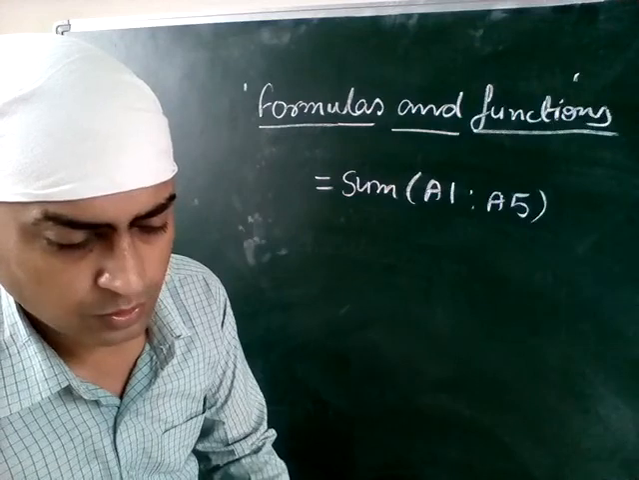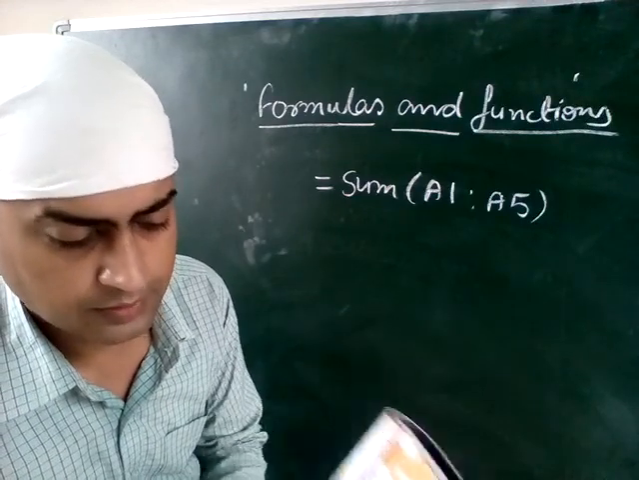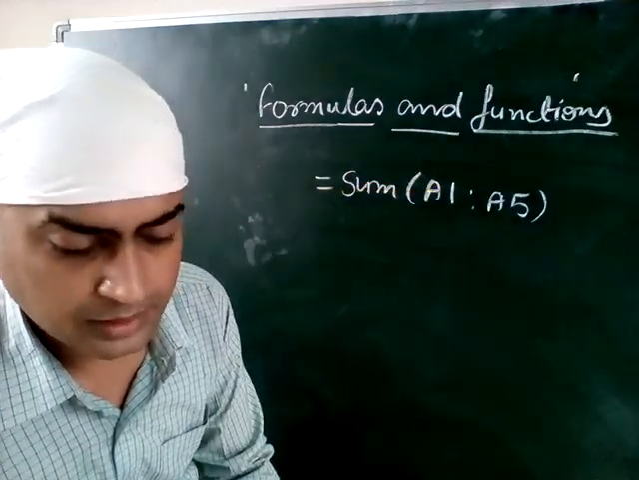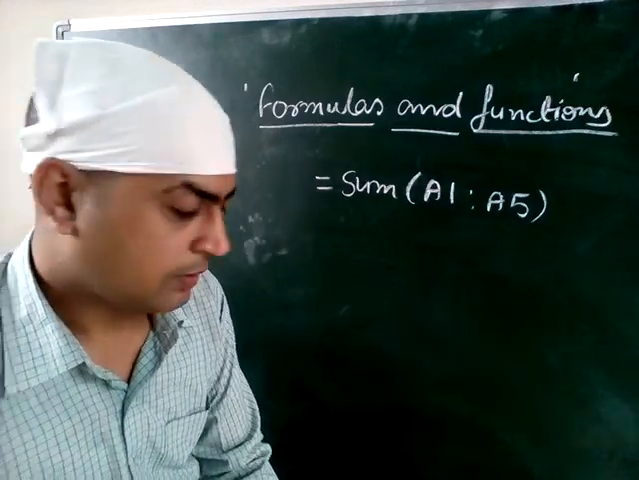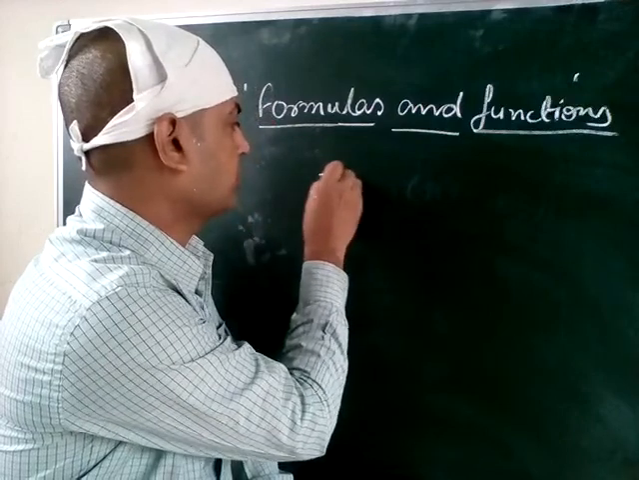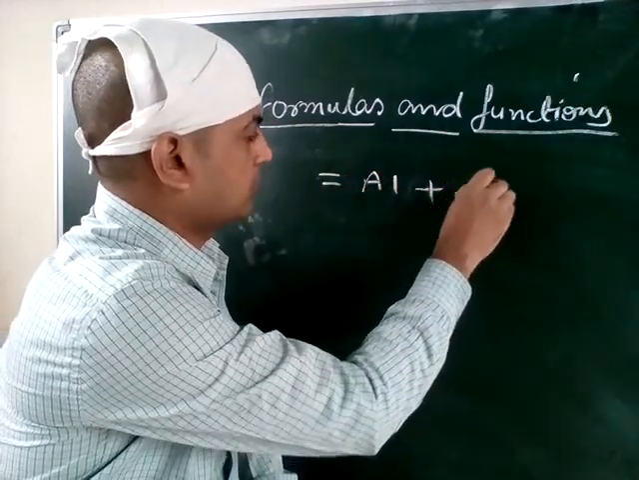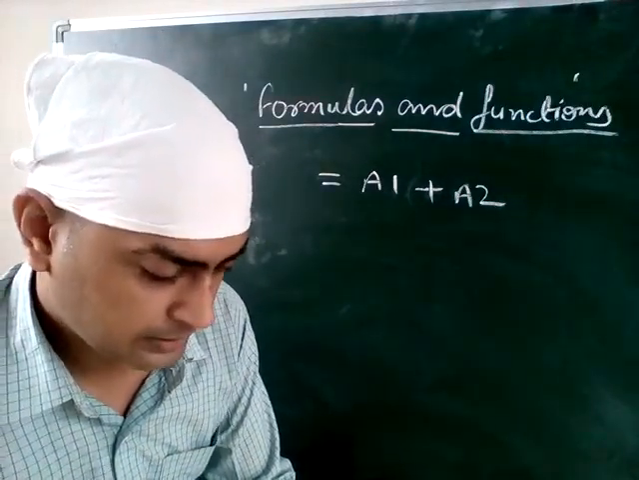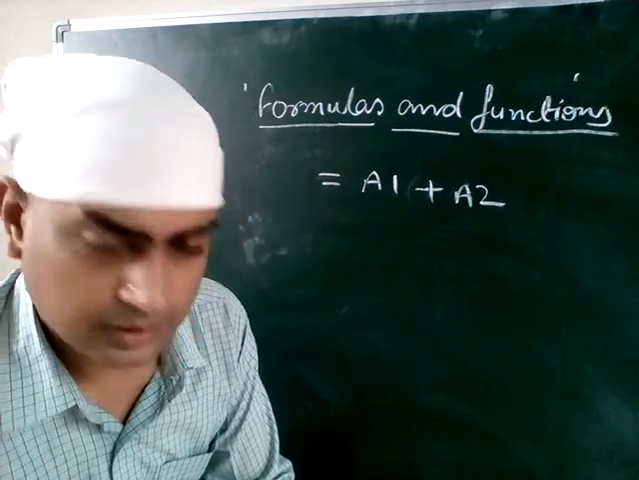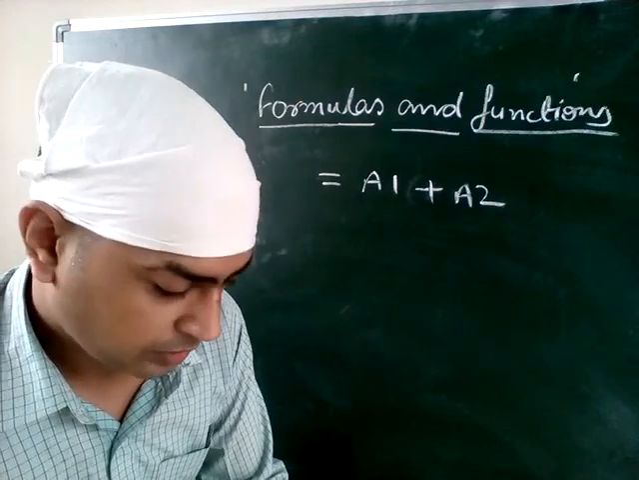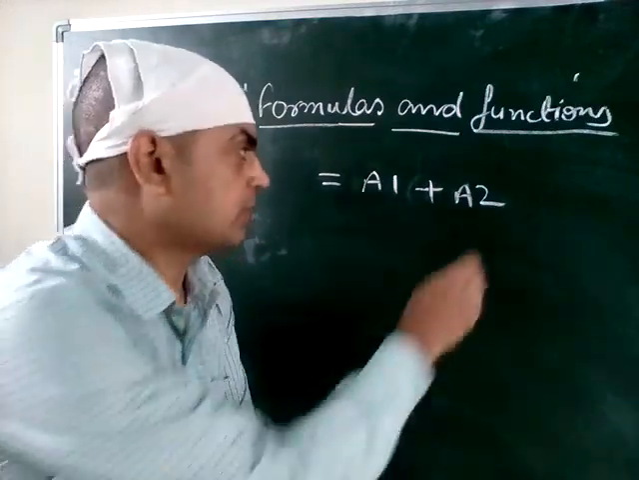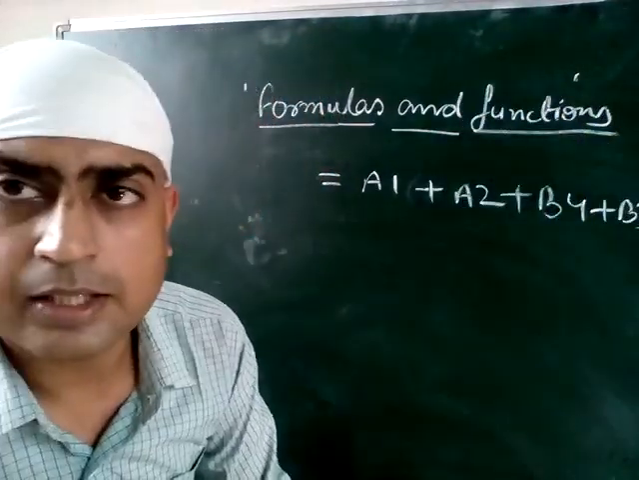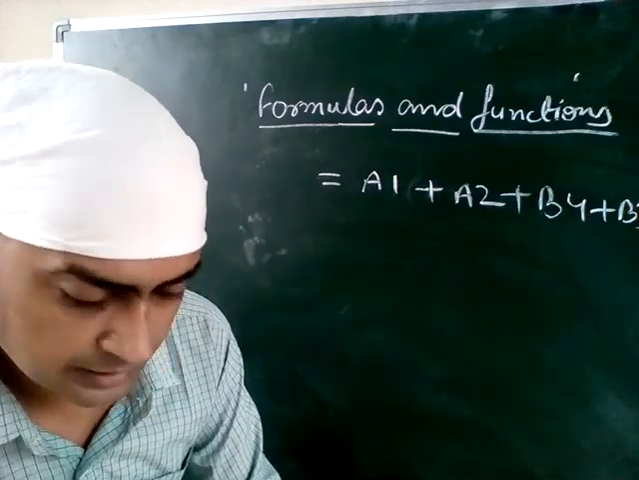Now, creating a basic formula, given on page number 25. You will all open this page. The basic formula involves only one operator in the formula. For example, if I am writing like this, this is the basic formula, and let us calculate by typing the cell values with the operator. We can increase the numbers also, we can keep on writing like this and it will be added.